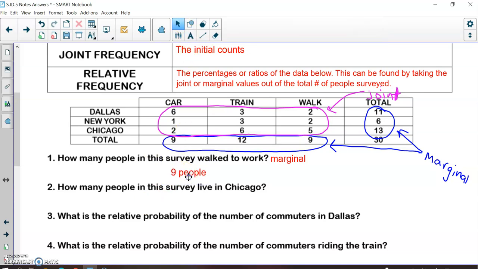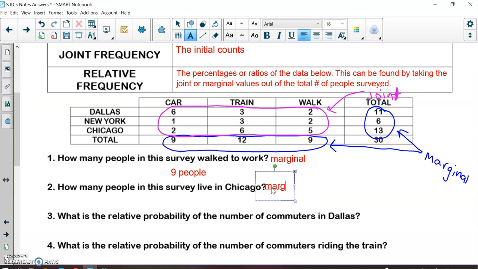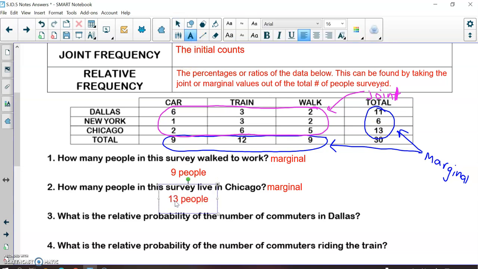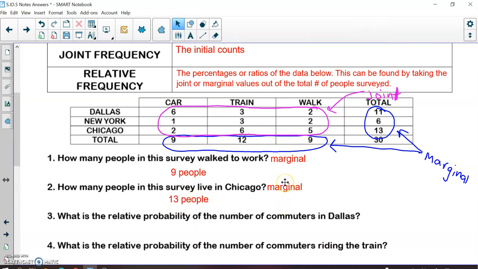All right. How many people in this survey live in Chicago? I am also finding a marginal frequency, because I'm just finding the total number of people in this survey that live in Chicago, and that is 13. Now, I'm not expecting you to actually write the words marginal or joint next to the questions, but the reason why I'm doing this is because I want to show you guys what we're really finding. We're finding the marginal frequencies in numbers 1 and 2.